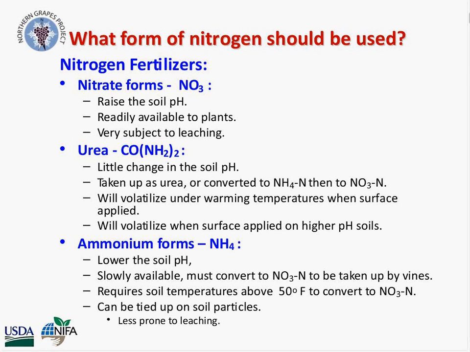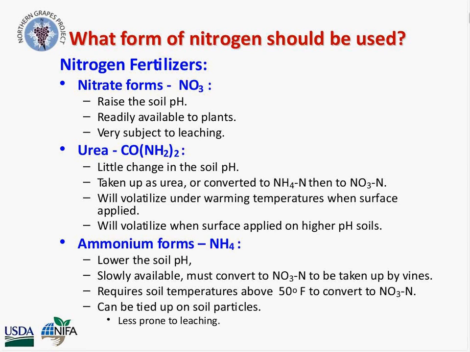Now, urea will change the pH, although it does slightly reduce the pH. It can be taken up as urea or converted to ammonium nitrogen, then to nitrate nitrogen. It will volatilize under warming soil temperatures when it's applied. So it's one thing that you have to watch out for going late in the season with it. It will volatilize when surface applied on high pH soils.